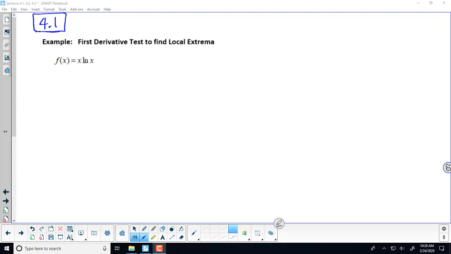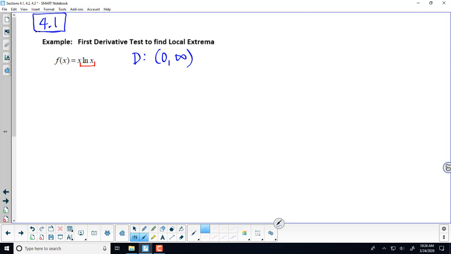Okay, here's another example for 4.1, a little more interesting. First thing we should be doing is talking about the domain of our function. And because we have natural log of x, we know that its domain is restricted to only positive numbers. So when we're looking for our critical values, they have to be a positive number.